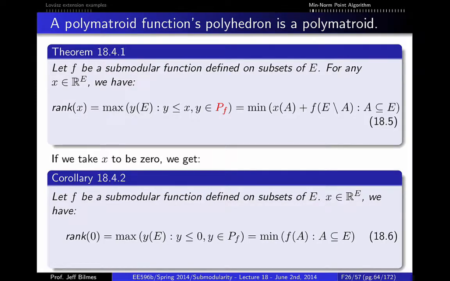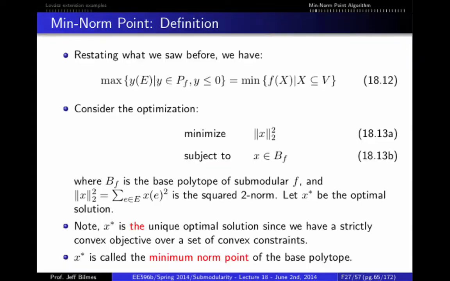The first review slide is again showing this min-max duality that we've seen many times: the rank of X, which is the largest component sum that's independent, the largest subvector which is independent in the polytope, is equal to the min of the submodular function. That gives us this really important duality property, which was used to prove that the minimum norm point can give us the solutions to the submodular function minimization problem.